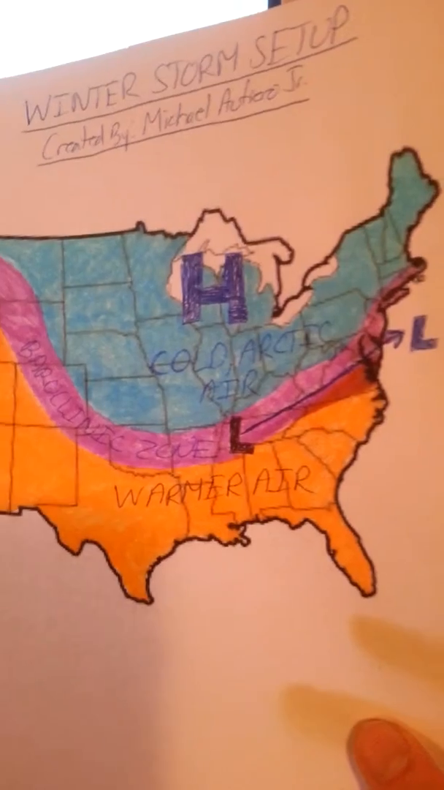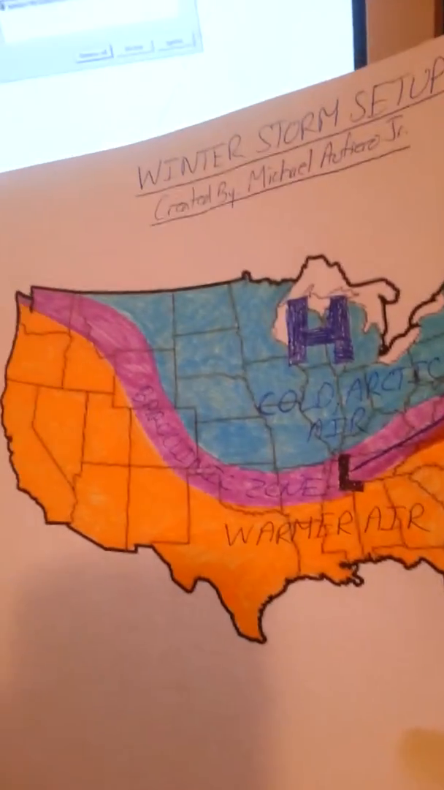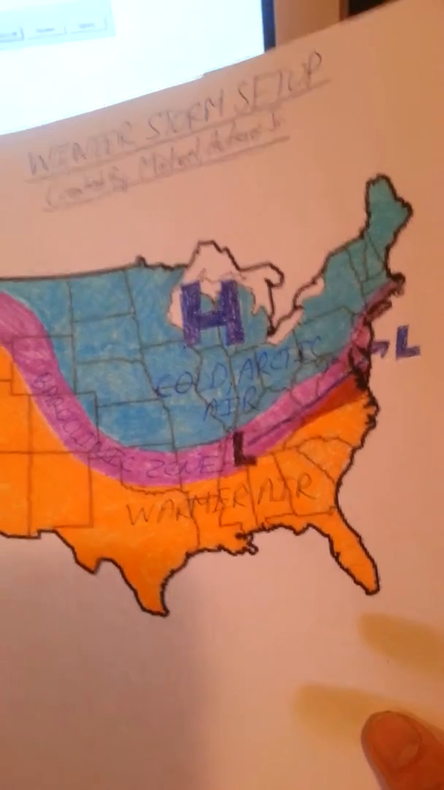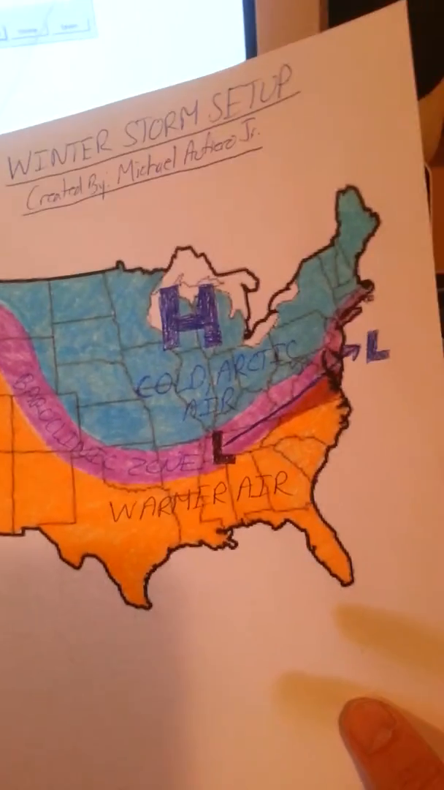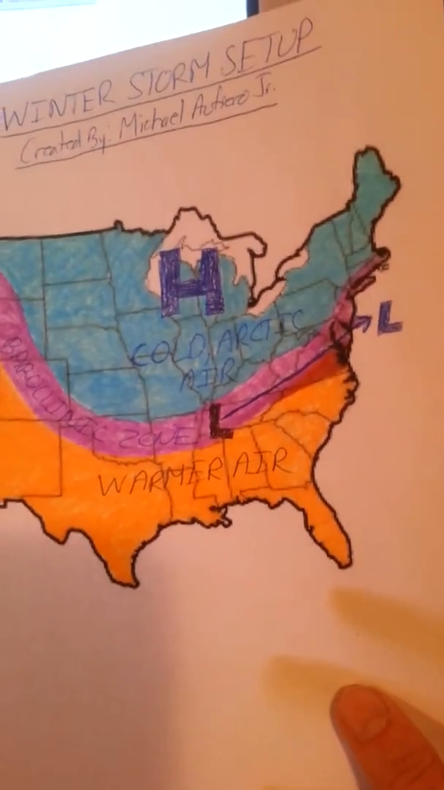Now I'm just going to talk about the setup here. I drew a map. On the southern end of the low, there's going to be warmer air working into the region, associated with the jet stream coming in from the Pacific. There's going to be an additional jet stream, so two jet streams in this area. That's going to usher in some warmer ocean air into the south.